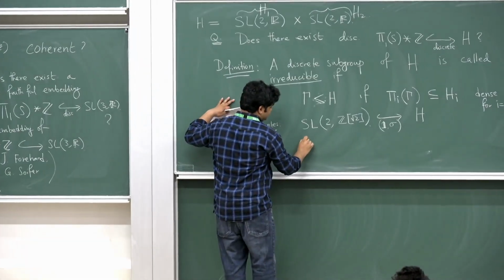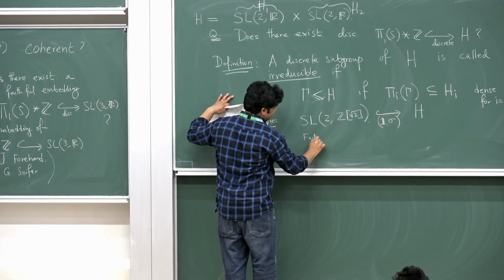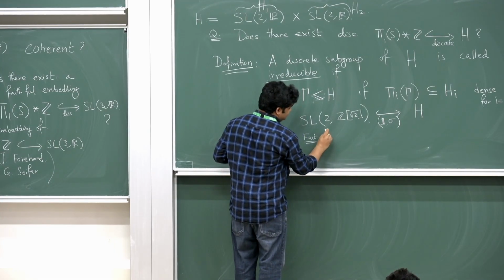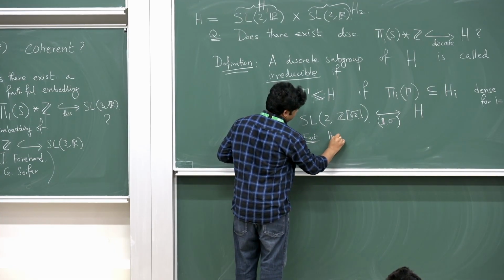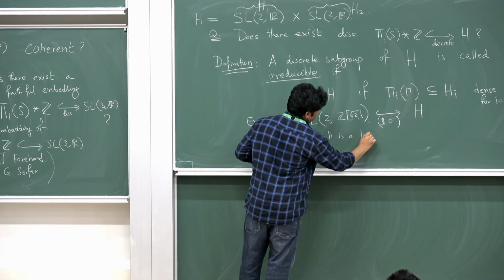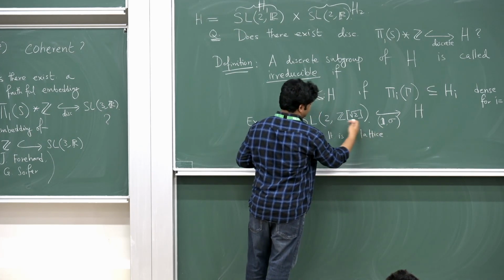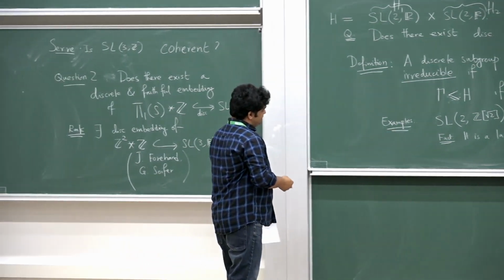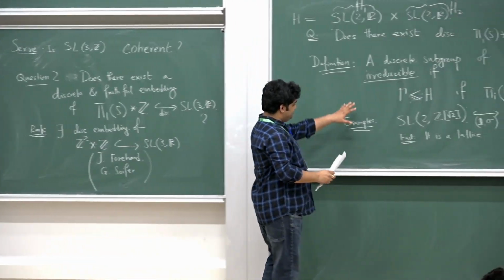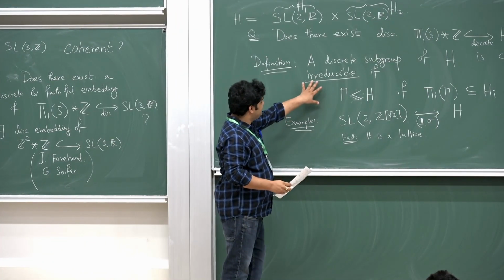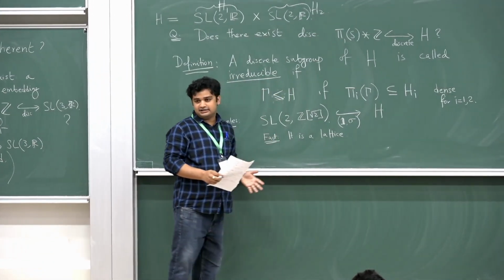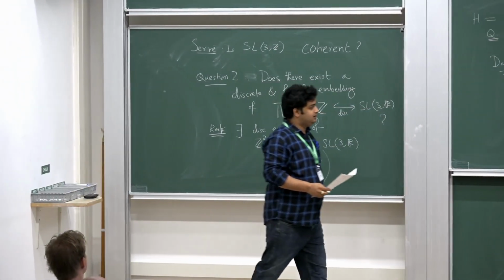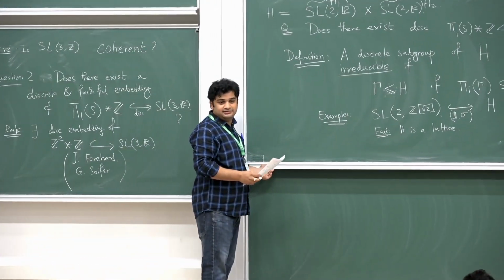Now, it's not hard to see that this is discrete. It's also a lattice. So the image is a lattice in H. And as far as we know, all known examples of irreducible discrete groups in H are lattices. Any questions?